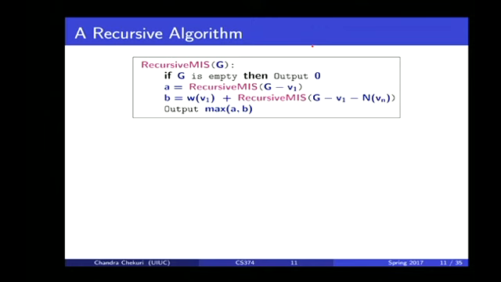If G is empty, then output 0. Otherwise, you compute A, which is the recursive MIS of G minus V1, and you compute the recursive MIS of G minus V1 minus N of V1, and you add the weight of V1, and then you take the best of the two, right?